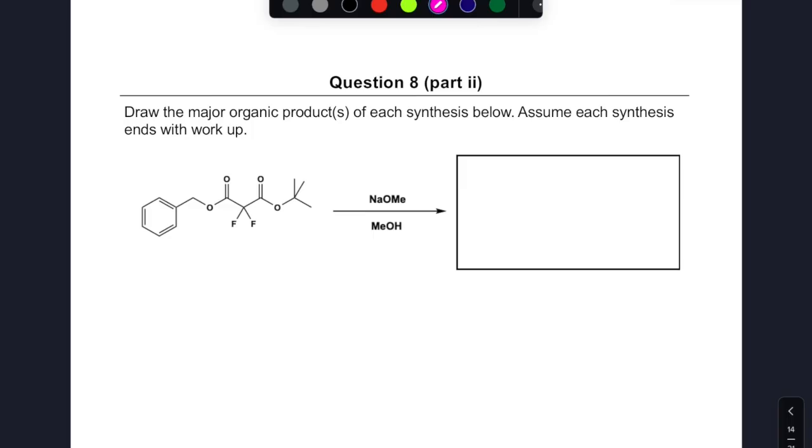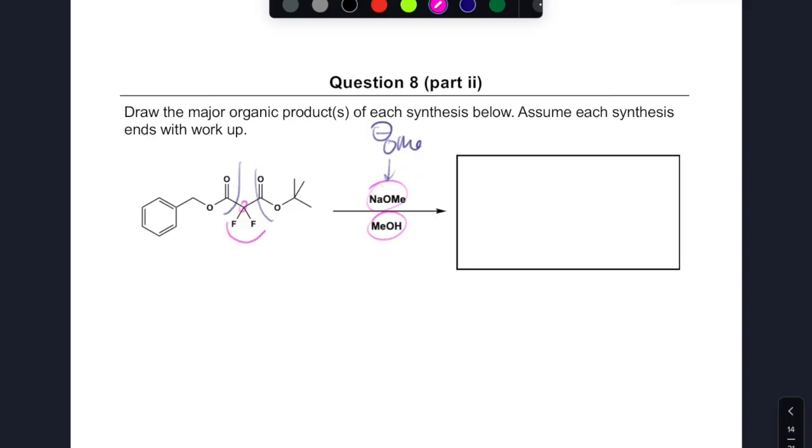In the next one, we're treating this molecule with sodium methoxide in methanol. Under these conditions, notice that we have no alpha protons in between these centers. These are actually blocked with two fluorines. So this is not an enolate reaction. In fact, what we just have is two different esters on either side and a good nucleophile in methanol. So this is effectively our trans-esterification. What we're doing is we're swapping one ester for another.